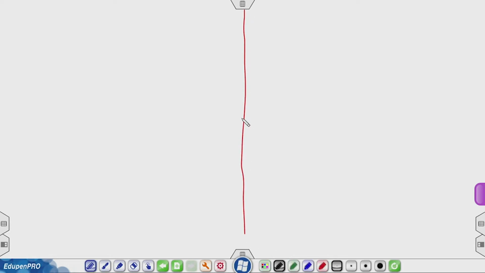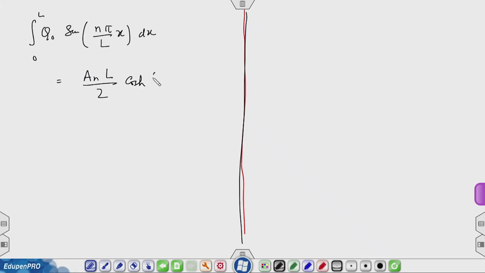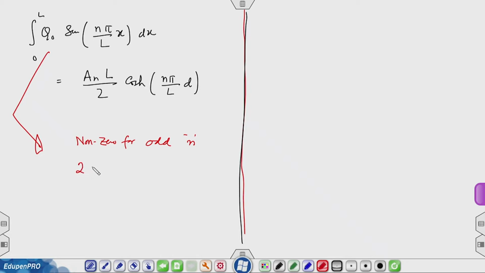the answer correctly. So, if you look at this, I had this phi naught sine of n pi over L x dx 0 to L is equal to a n L by 2 cos hyperbolic of n pi over L d, and this term after integration I got to be non-zero for odd n, and its value came out to be 2 L phi 0 over n pi.